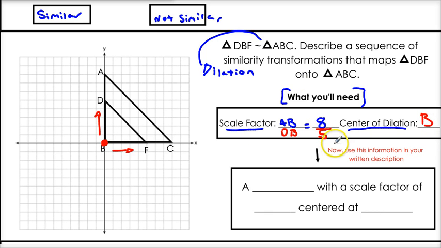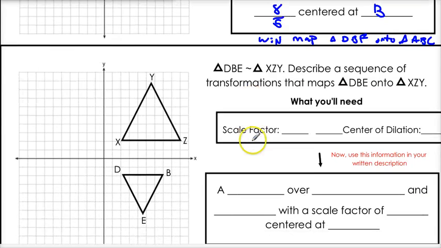Well, now that we've collected our important information, we can use it to write the similarity transformation. And what we would say is this. Just use this template when you're writing it out. It is a dilation with a scale factor of 8/5 centered at point B will map triangle DBF onto triangle ABC. All right? So the first thing you should always be doing is collecting your scale factor and center of dilation. That is huge.